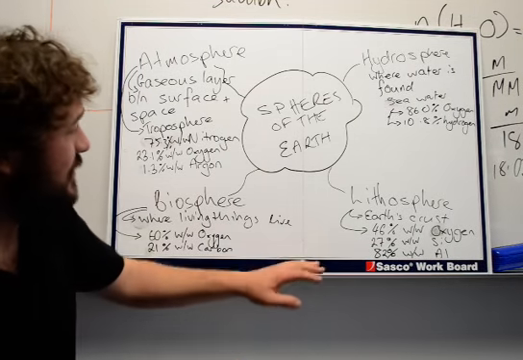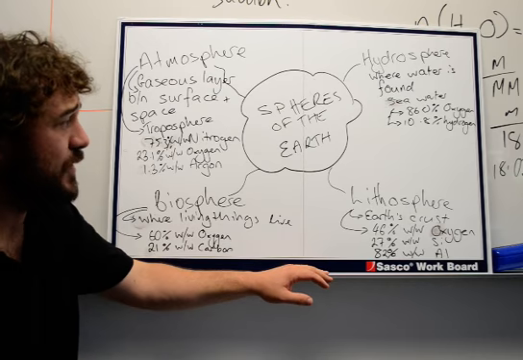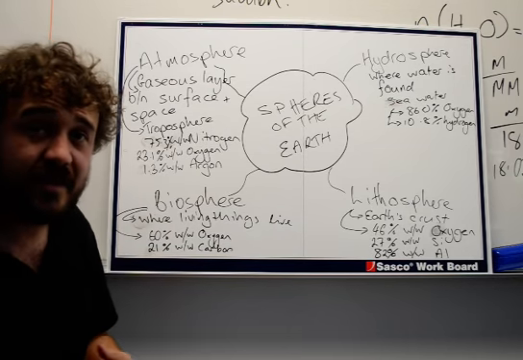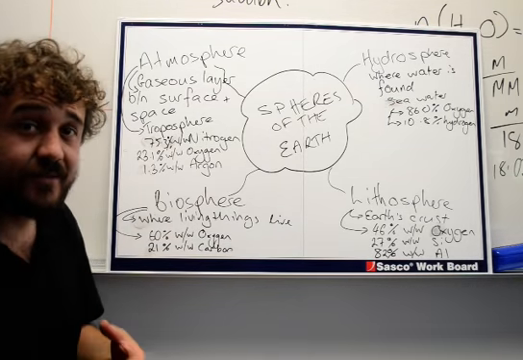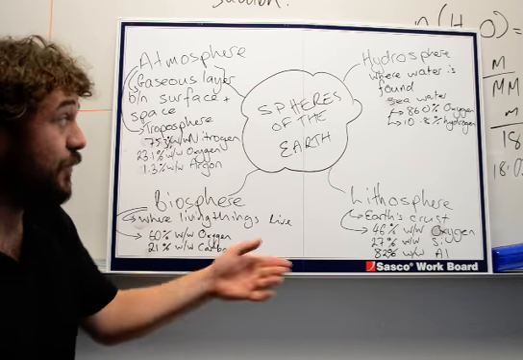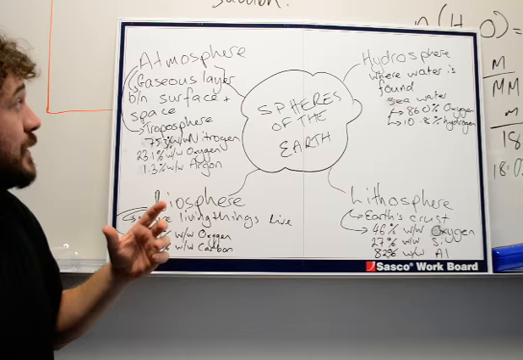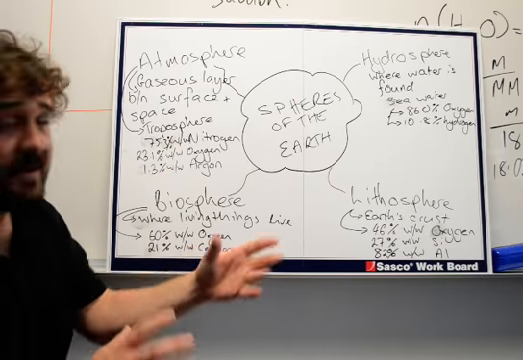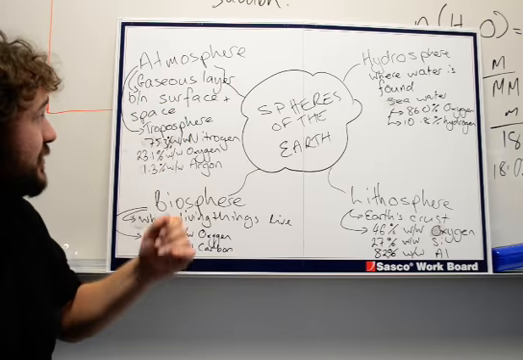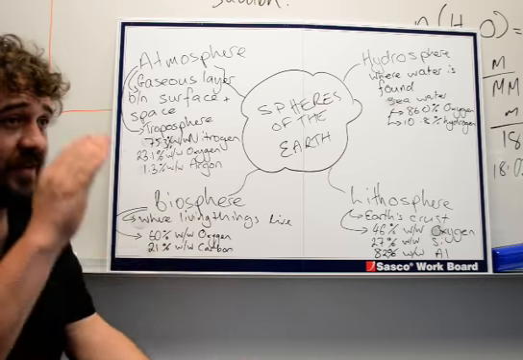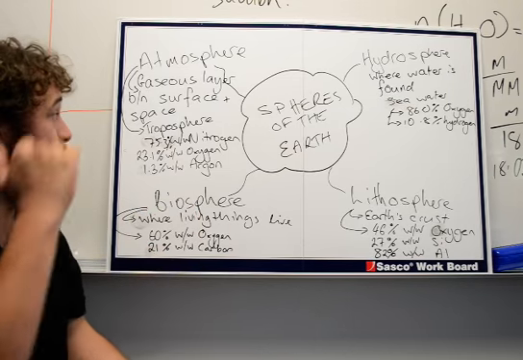Alright, chemists. So we're going to start off with talking about the elements and mixtures in the different spheres of the Earth, of which there are four. Okay, so we'll start off with the atmosphere. This is the gaseous layer, again using our proper terminology, basically between the surface of the Earth and space.